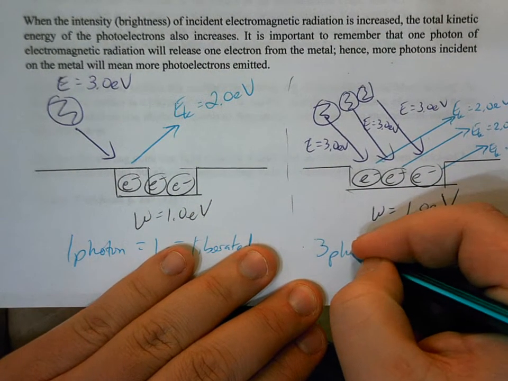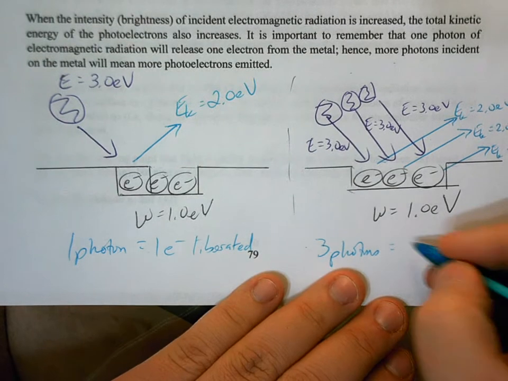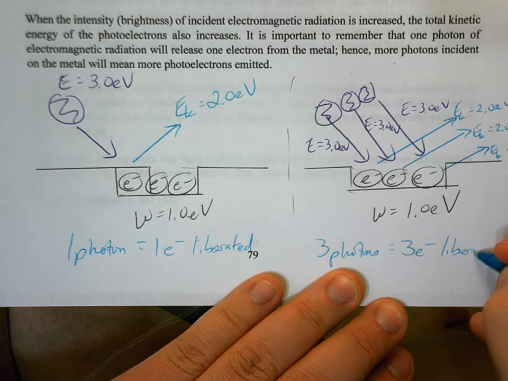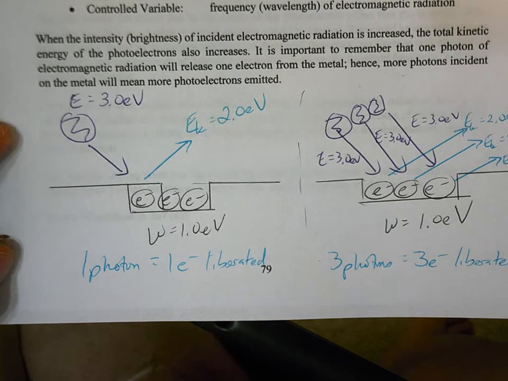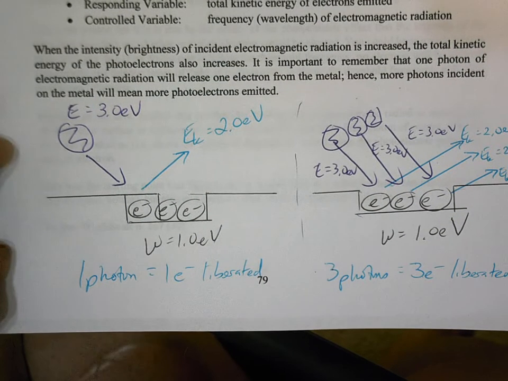So in this case, 3 photons, we're going to have 3 electrons liberated. So again, we're thinking of it kind of as a one-for-one. But let me re-emphasize, that is an oversimplification of the photoelectric effect.